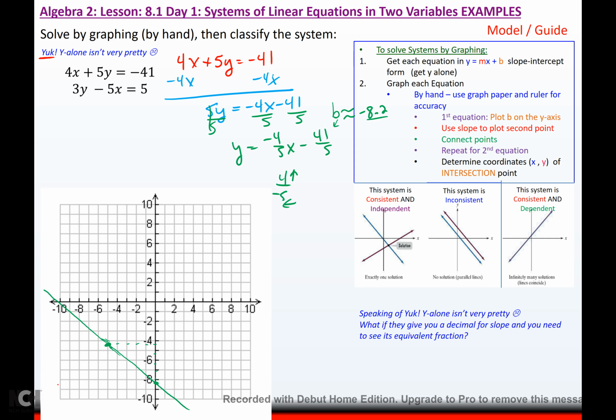And to get my second line, 3y minus 5x equals 5. Add 5x. 3y equals 5x plus 5. Divide by 3. And I get y equals 5/3 x plus 5/3. I gotta go find my babe. Alright, but where the heck is 5/3? Well, I type it in a calculator, and that's approximately 1.7.